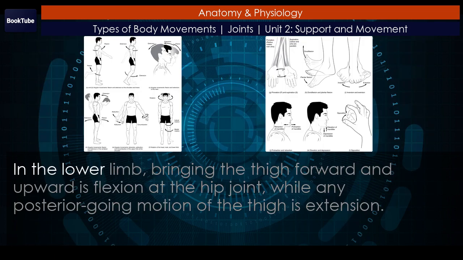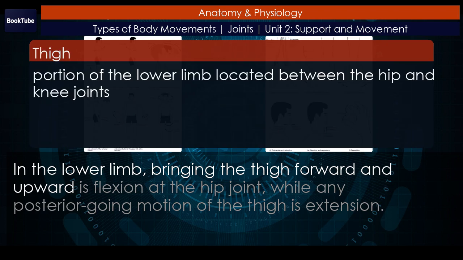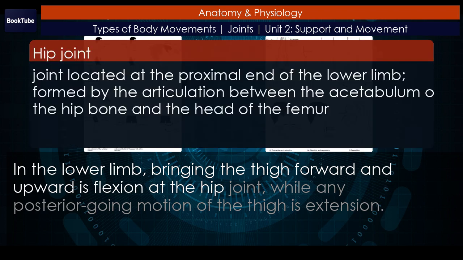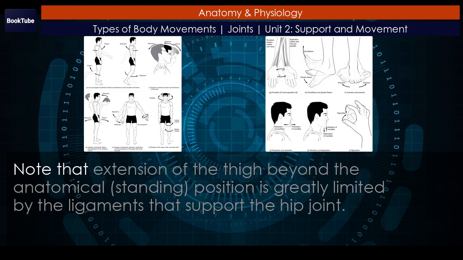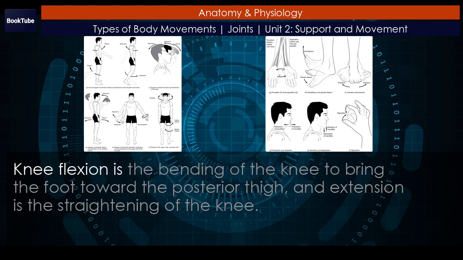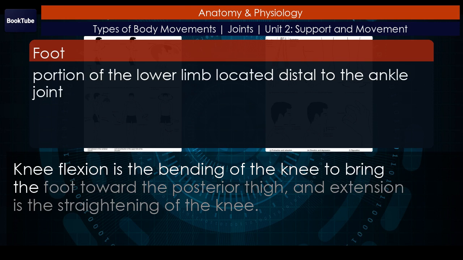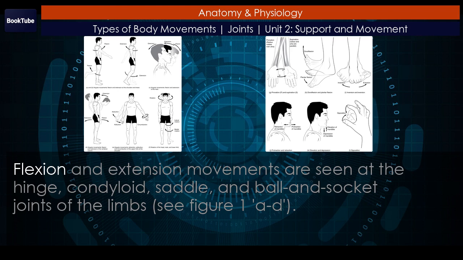In the lower limb, bringing the thigh forward and upward is flexion at the hip joint, while any posterior going motion of the thigh is extension. Note that extension of the thigh beyond the anatomical standing position is greatly limited by the ligaments that support the hip joint. Knee flexion is the bending of the knee to bring the foot toward the posterior thigh, and extension is the straightening of the knee. Flexion and extension movements are seen at the hinge, condyloid, saddle, and ball and socket joints of the limbs.